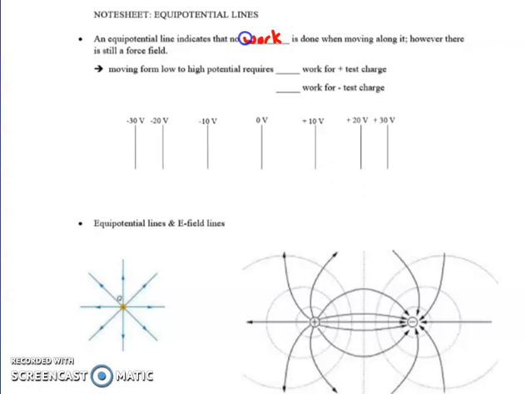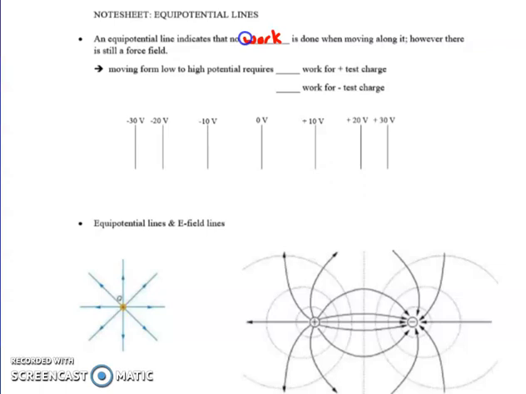There's still a force of gravity on you, but since you're not exerting a force to move along that, you should be able to move along an equipotential line without any additional force. You do no work, and it's still in the presence of a force field. Now, because there's two types of charges, how you interpret that work can get confusing.